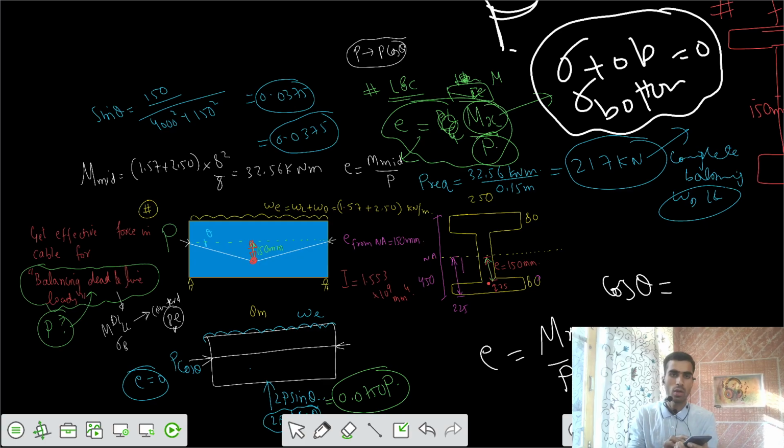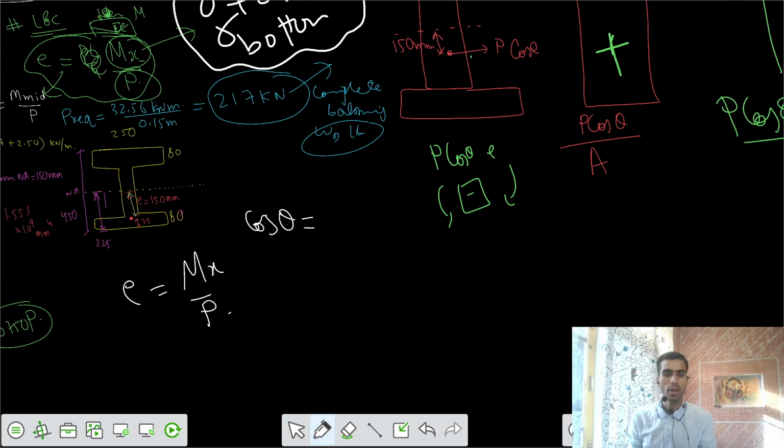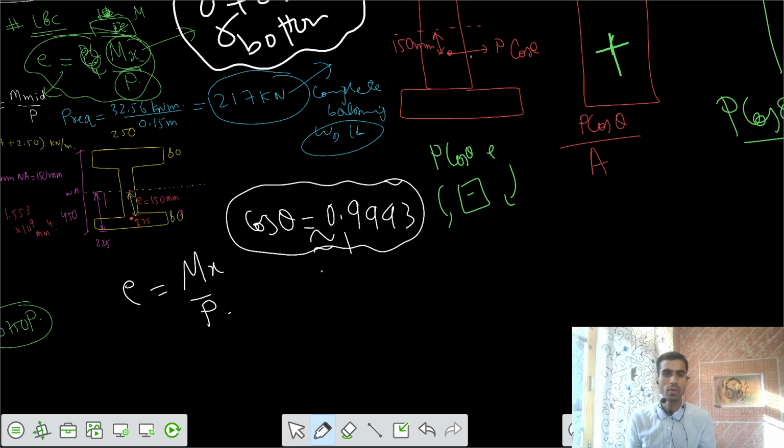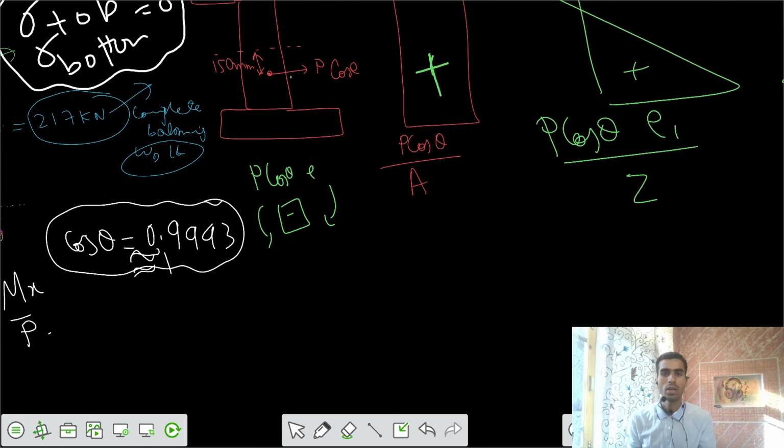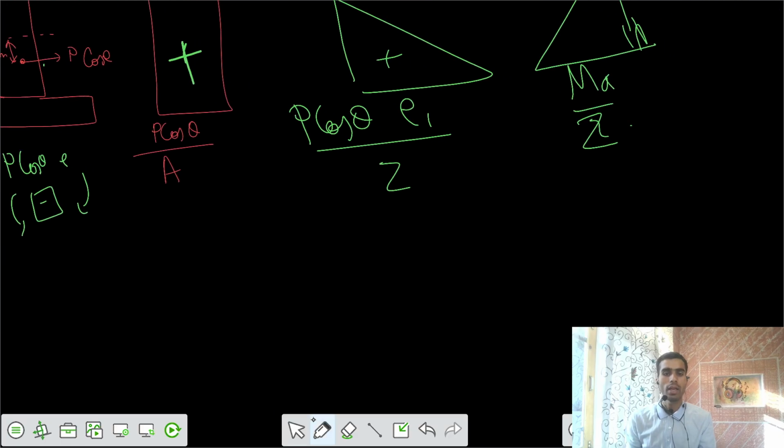Let's wait. Sin theta is 0.0375. The value of cos theta is 0.9993. So that's almost equal to 1. So we can ignore that part. Let's ignore it. So cos theta we can ignore. So I can write it as P e by Z, and this one is your M all by Z.